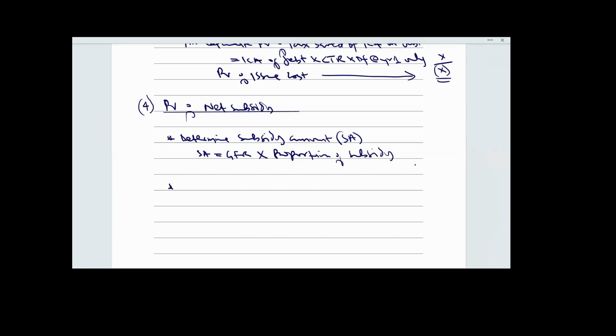Then the next step is to calculate savings on subsidy, SOS, in percentage. How do you do this? SOS will be equal to the subsidy amount multiplied by 1 minus tax rates. Sorry.